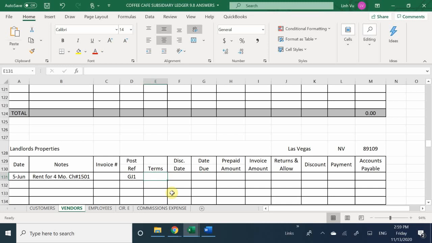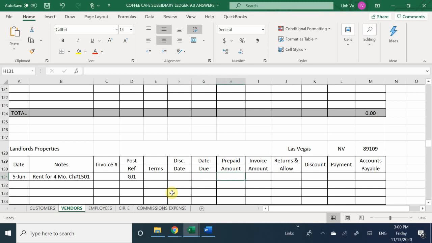It's going to be automatically taken out of our advanced payment because we've already paid in advance. So we have no terms, no discount date, or no actual date for the rent to be due because we've already made the payment in advance. So we can skip these 3 columns.